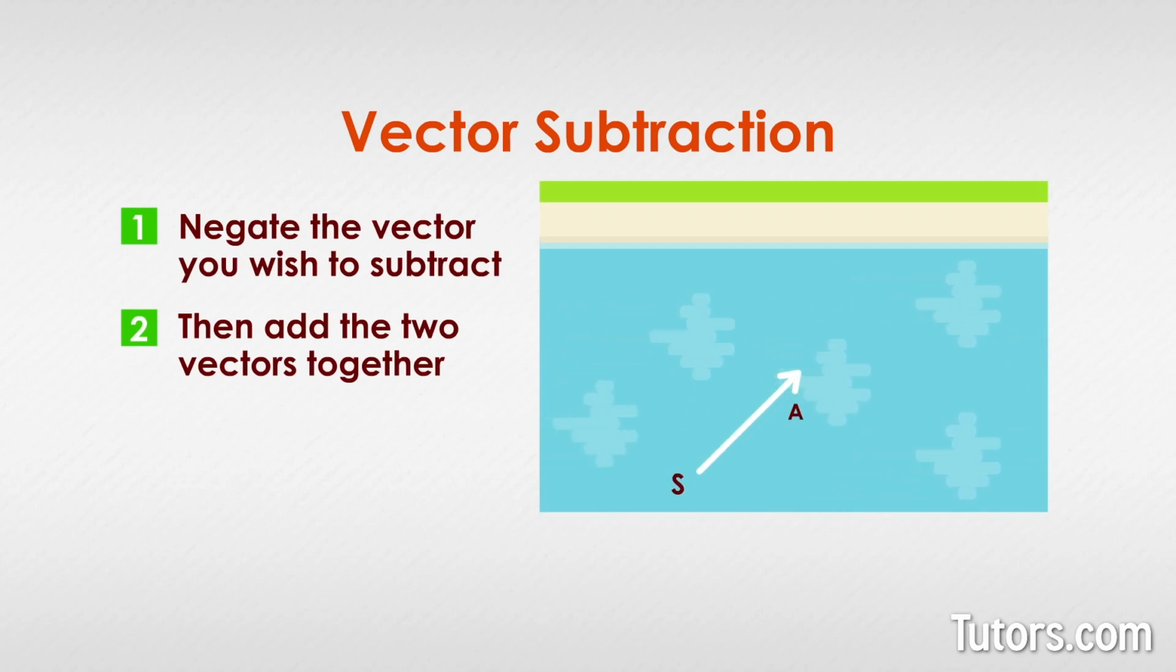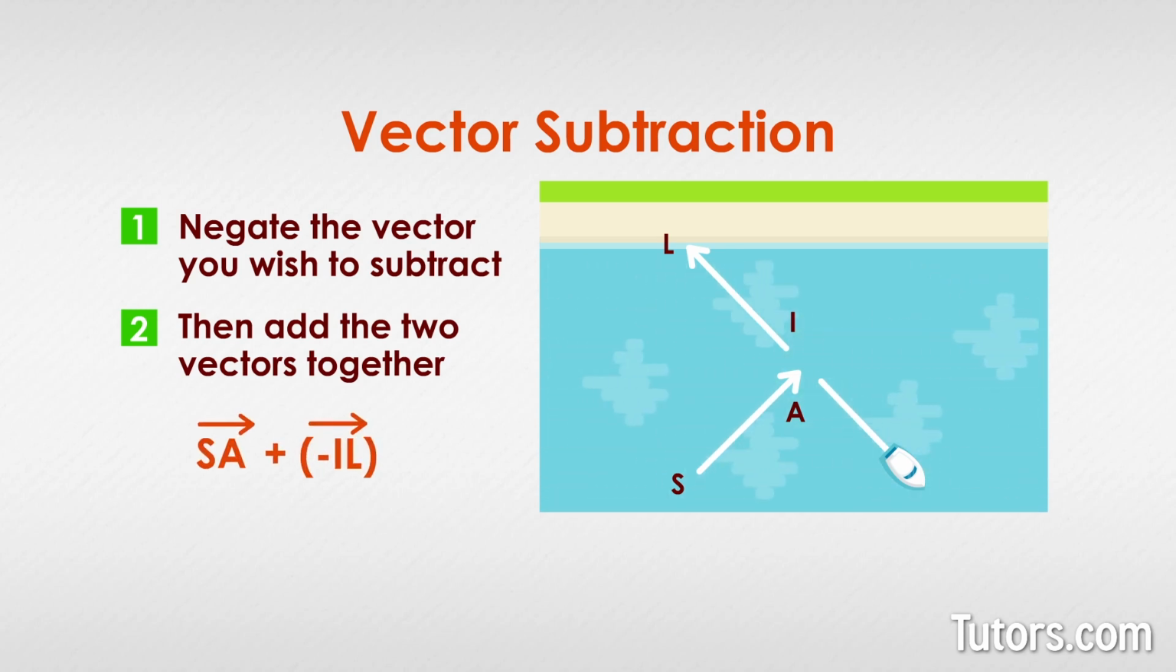Here are vectors SA and IL, showing the route we thought we were taking on a sailboat. For whatever reason, instead of following vector IL, we went in the opposite direction. So instead of adding vector IL, we need to subtract it. We do that by negating vector IL and adding it to vector SA, which looks like this. SA plus negative IL equals R.